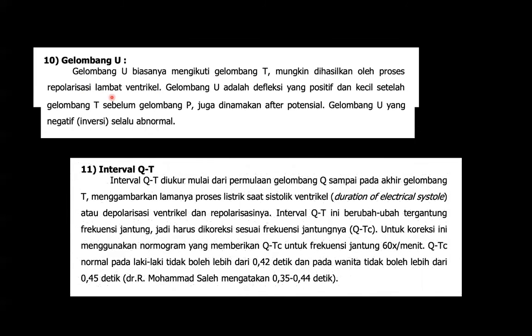Lastly, the U wave usually follows the T wave. It is because of the slow repolarization of the ventricle. QT interval can be calculated from the ECG. It is the duration of electrical systole. The normal QT interval for men is less than 0.42 seconds, and for women is less than 0.45 seconds.